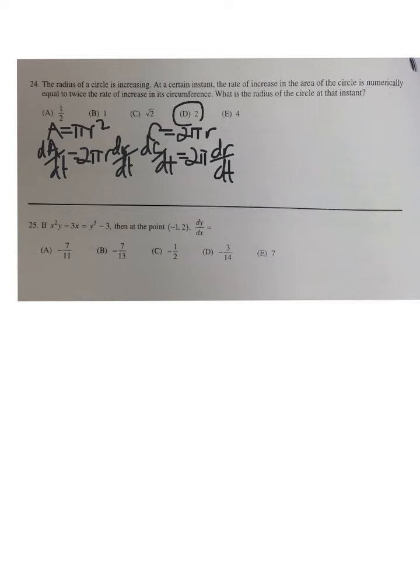So the rate of increase of the area, which is 2 pi r dr/dt, is going to equal twice the rate of increase of the circumference, which would be 2 pi dr/dt. And now what I'm going to do is cancel out some things that are equivalent on both sides. So for example, I've got a 2 here, I'm going to get rid of the 2 there. I have a pi here, I'm going to get rid of the pi there. There's a dr/dt here, I'm going to get rid of the dr/dt there. So essentially, I'm just dividing by any common terms.